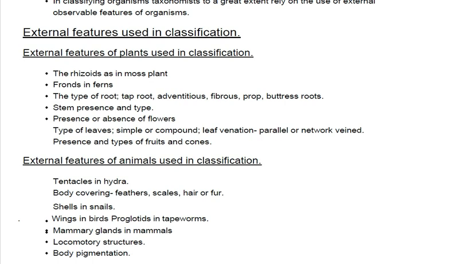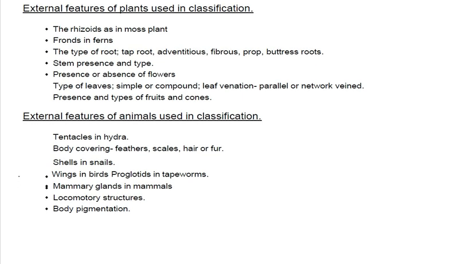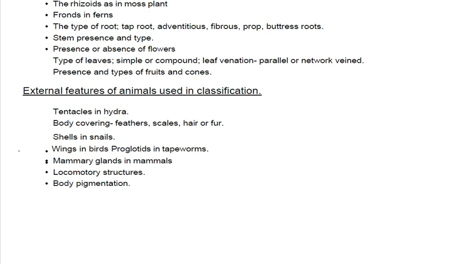External features of animals used in classification. Tentacles in hydra. Body covering: feathers, scales, hair or fur. Shells in snails. Wings in birds, proglottids in tapeworms. Mammary glands in mammals. Locomotory structures. Body pigmentation.